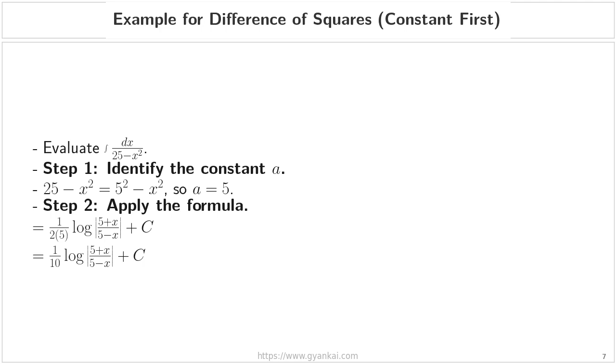So, our final answer is 1/10 times the natural logarithm of the absolute value of x plus 5, divided by 5 minus x, plus the constant of integration, c.